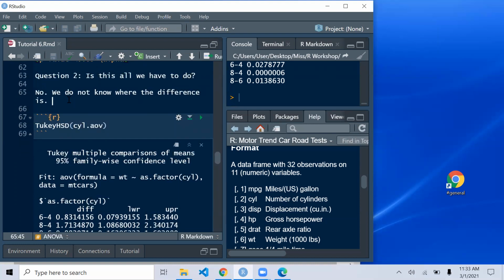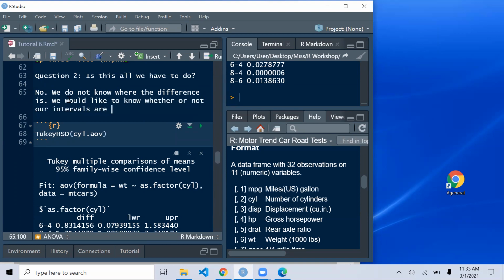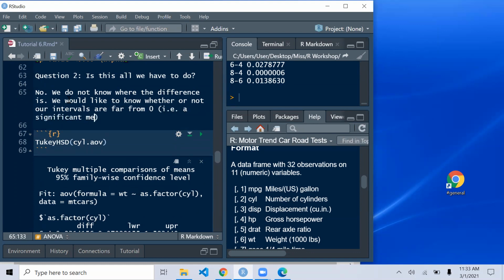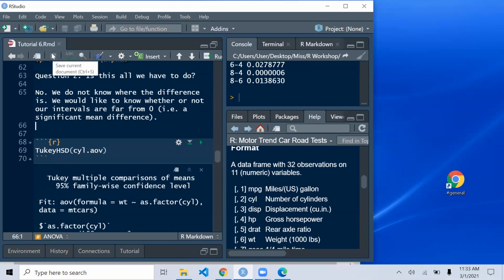So we would like to know whether or not our intervals are far from 0, basically, right? I.e. a significant mean difference. Because if the interval covers 0, then you don't necessarily have confidence, because 0 is then a plausible value. You don't have enough evidence or confidence to reject the null assumptions. This is why we have to assess these things. So this is the caveat here.